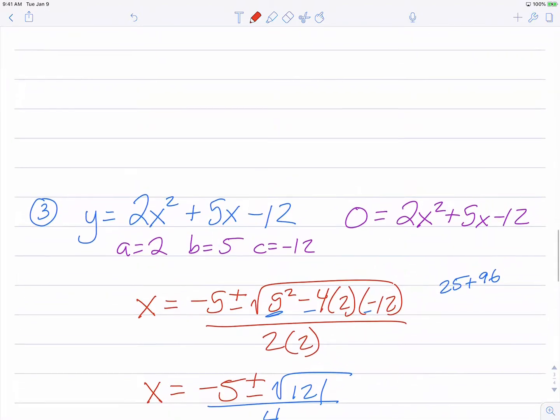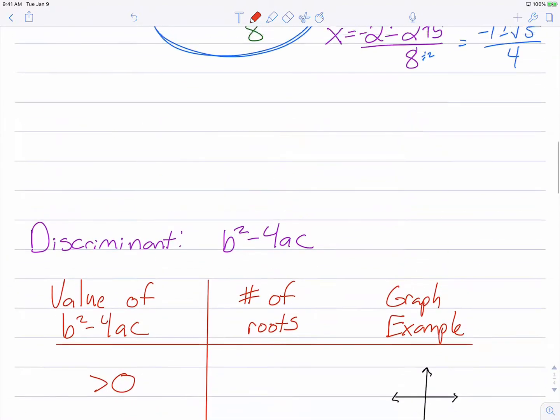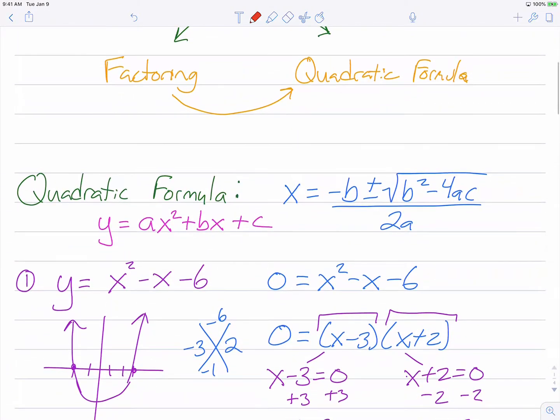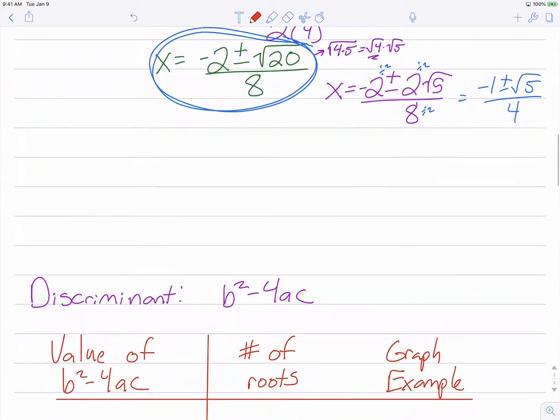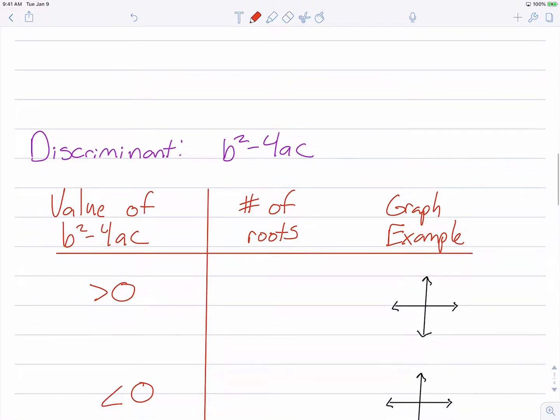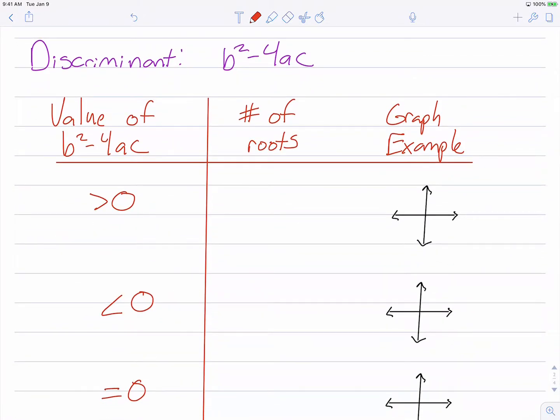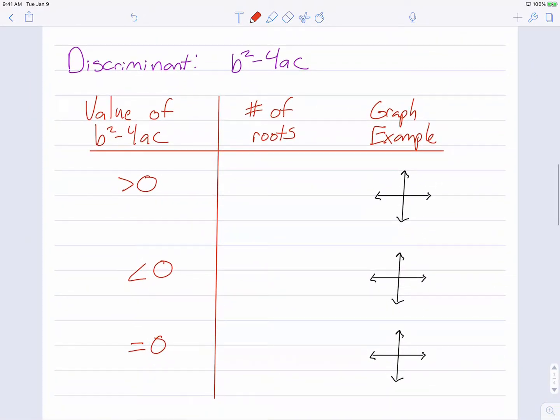Now, not all parabolas have two roots. They can have one root, they can have no roots, they can have two roots. And the part that tells you how many roots there are is called the discriminant. So we're going to fill this little table in. If you need to, pause the video right now to write this down. Now the discriminant is the number underneath the square root. It is the b squared minus 4ac.